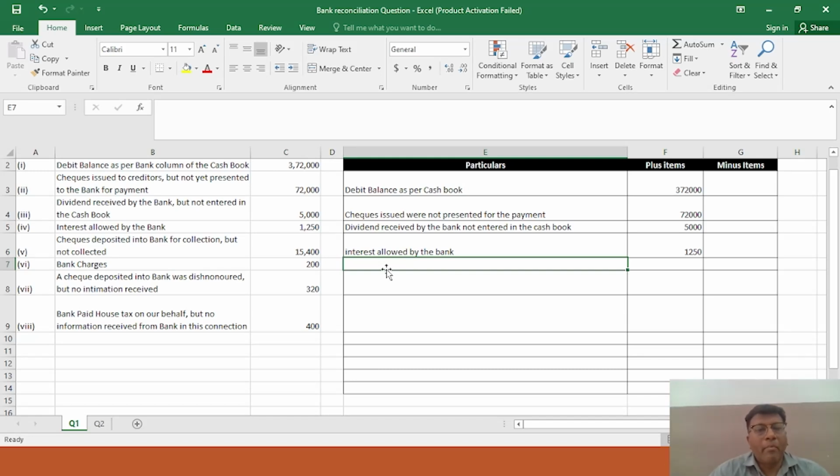Okay, so what is the amount? 15,400. It means you have to write it in the minus items. And you have to write this entry as: checks deposited into bank for collection, or you can write, checks sent to bank for collection but not collected.